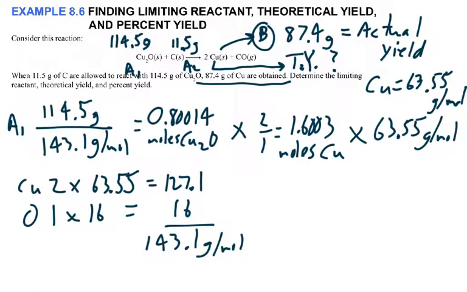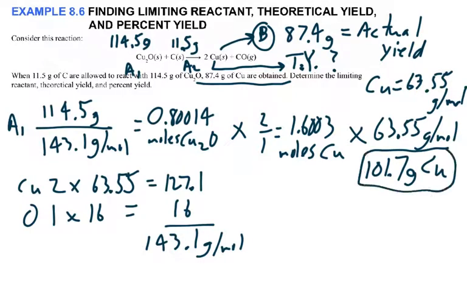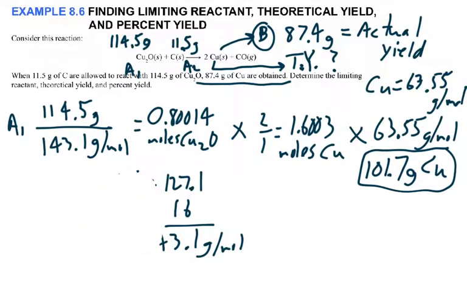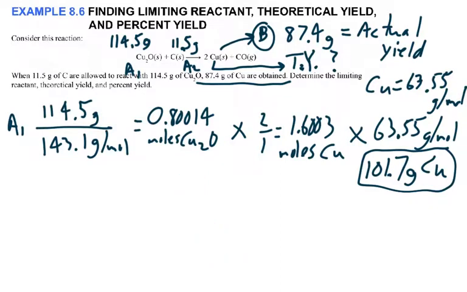So when you multiply by the molar mass or atomic mass of copper, we're going to round this to 4 significant digits because the 114.5 has 4 significant digits. We get 101.7 grams of copper. We're going to put a little box here. Okay? Now, here's what I'm going to do. Let me erase this to give us a little bit of room so that we can do A2 right here in this space, and we can use that to compare.